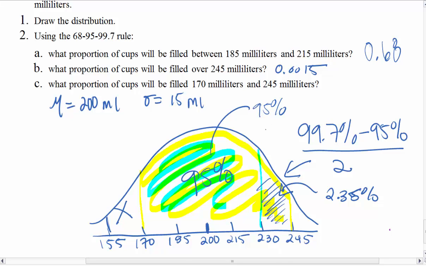We simply add this to the 95%, the original in between 170 to 230, and we'll get an area of 97.35%, or a proportion of 0.9735.